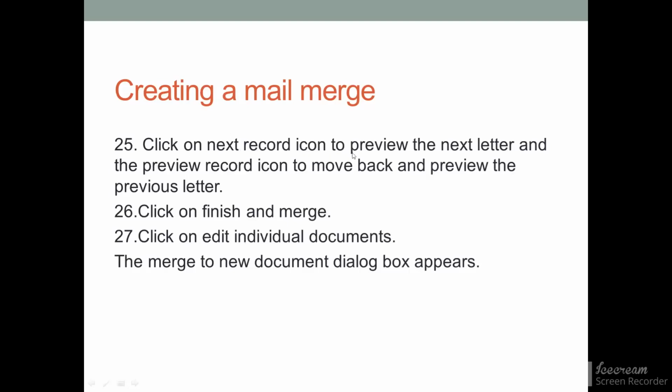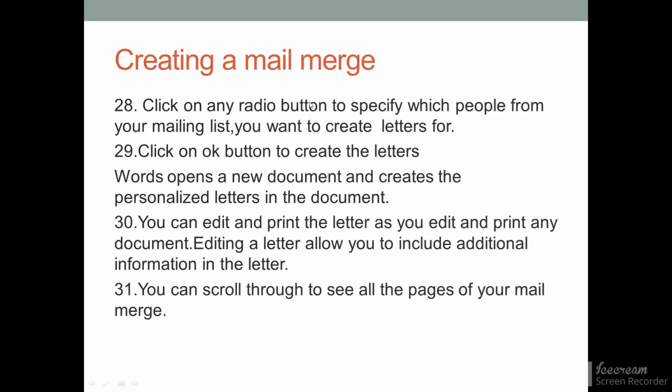25th, click on the Next Record icon to preview the next letter and the Previous Record icon to move back and preview the previous letter. Now 26, click on Finish and Merge. Now 27, click on Edit Individual Documents. The Merge to New Document dialog box appears. 28, click on any radio button to specify which people from the mailing list you want to create letters for. Click on the OK button to create the letter.